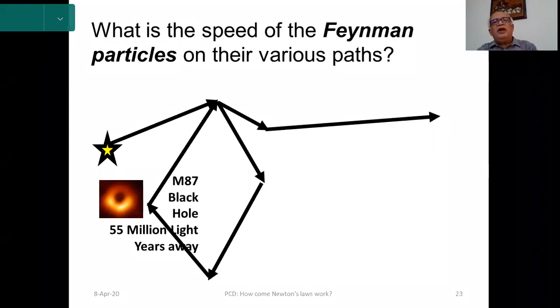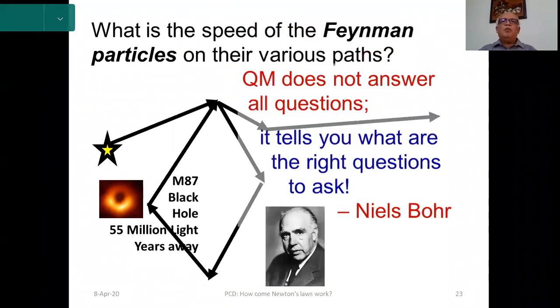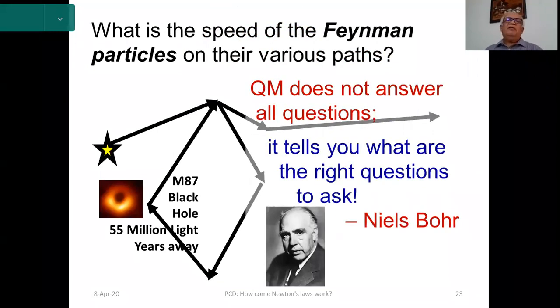And we don't even worry about what would be their speed. If we know the exact trajectory they have taken, we know the positions from which those particles have gone, then we are not going to ask what their momentum was. And this is best understood by quoting Niels Bohr, who made a very nice comment once that quantum mechanics does not answer all questions. It tells you what are the right questions to be asked.